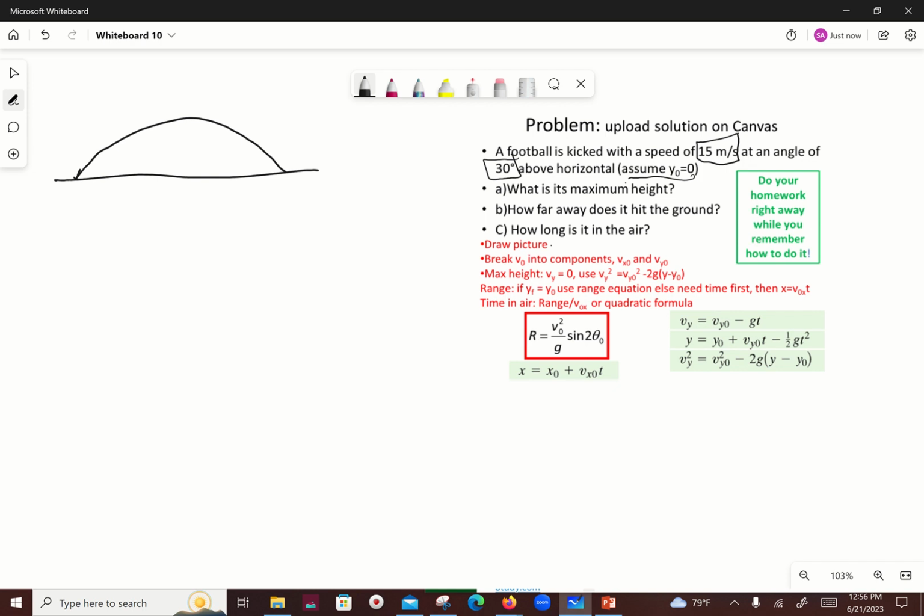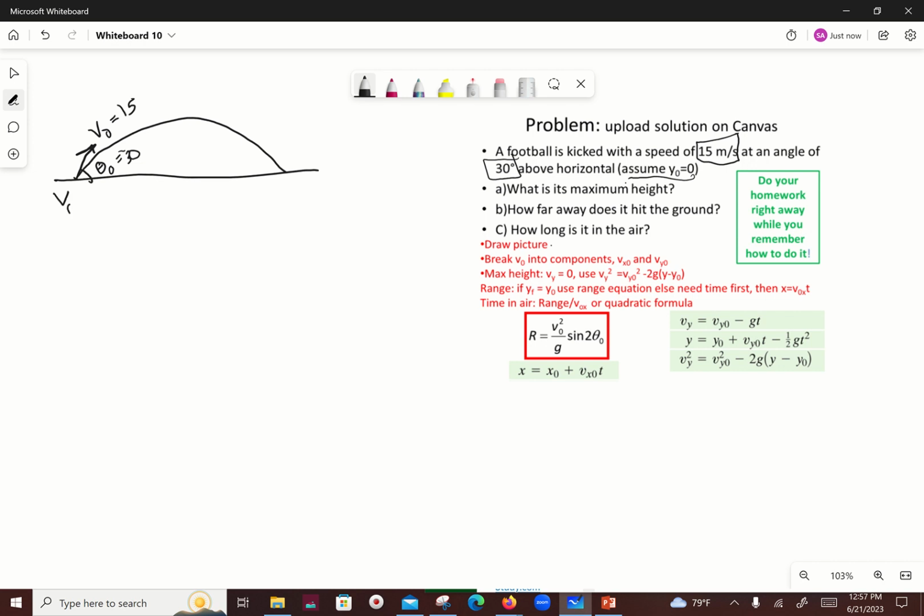And we know that V0 is 15, and theta 0 is 30. Okay, so we've done the gathering, and now we're going to organize. And to organize, I've got written there in red what we do. So first thing we do to organize is break V0 into components.